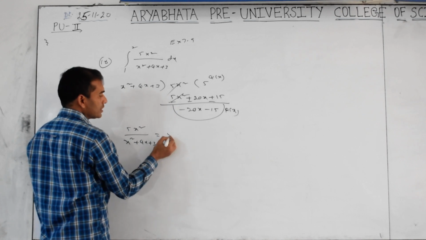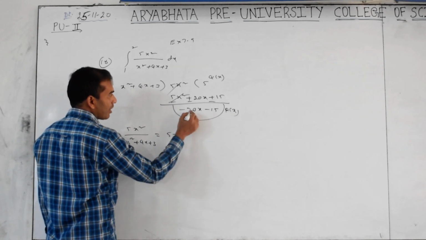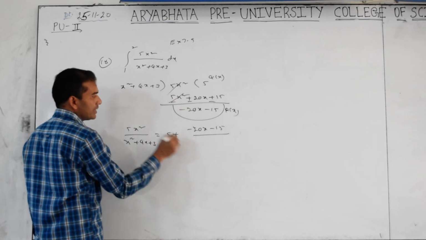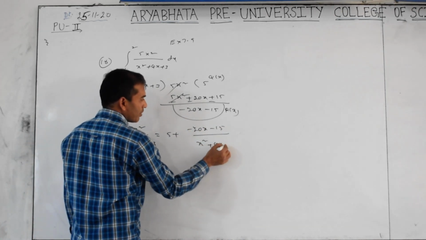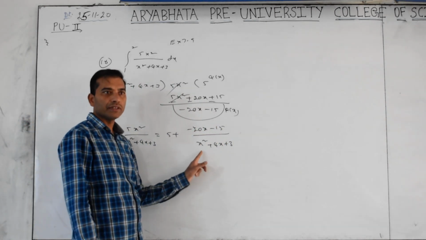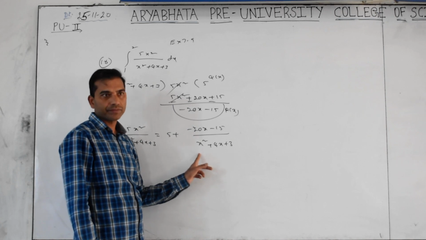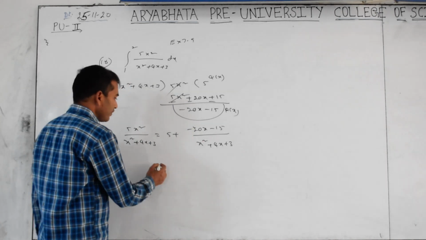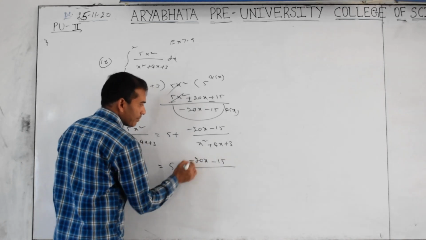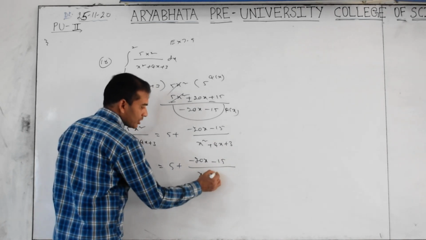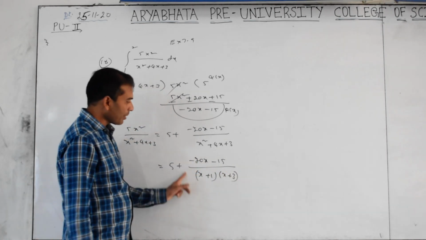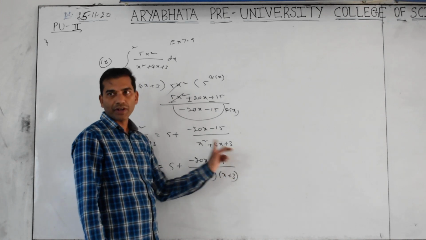Here q of x is 5, plus r of x, minus 20x minus 15, divided by x square plus 4x plus 3. This is proper. The numerator degree is 1, the denominator degree is 2. It's proper. Now this equals 5 plus (minus 20x minus 15) by the factorization (x plus 1) into (x plus 3). This is proper, so we can find it by using partial fractions.